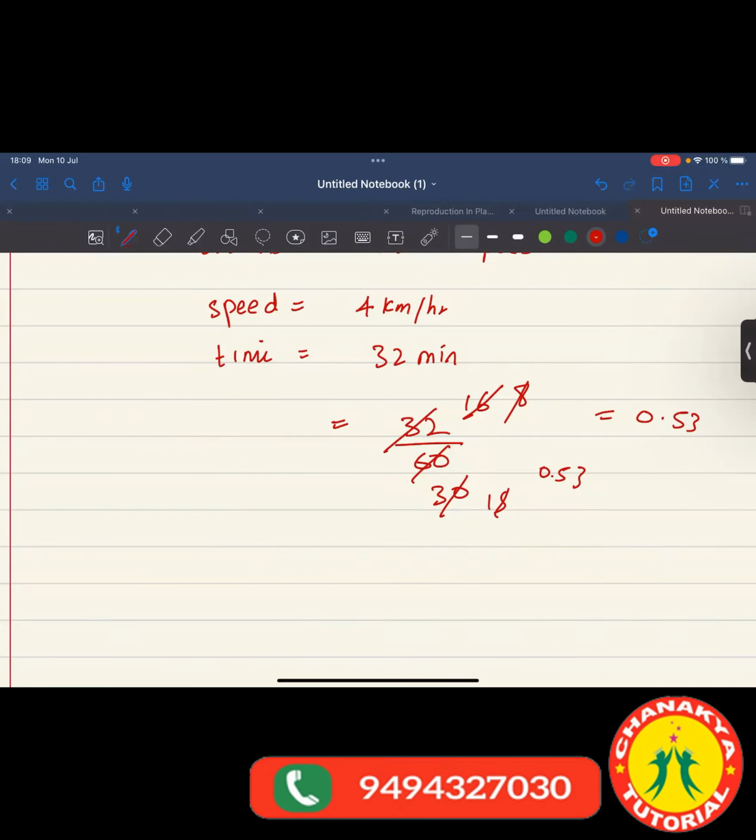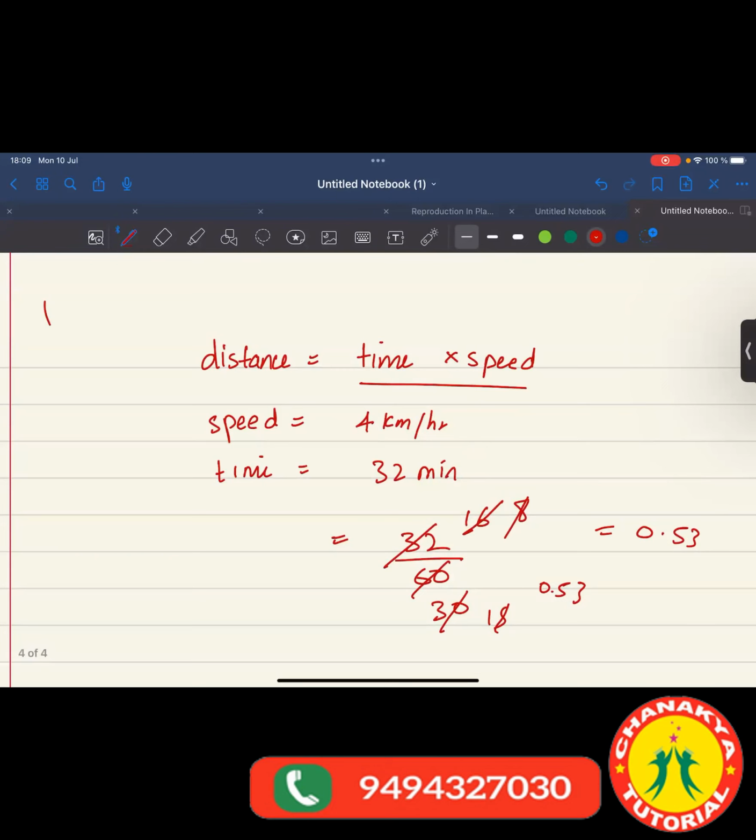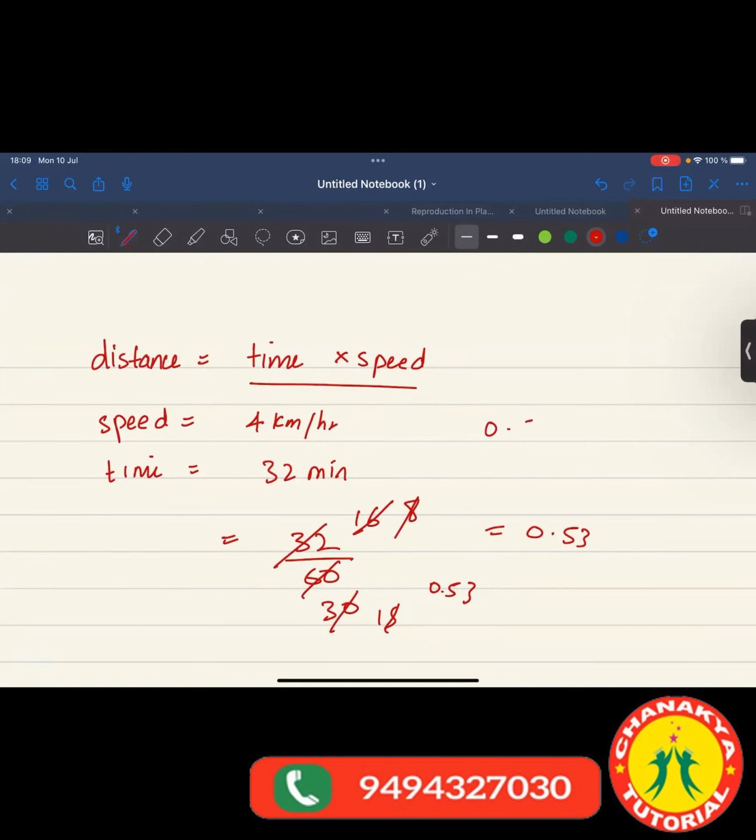16, 13, 8 by 15, 0.53. Give me 0.53. Okay. So here we know it is time into speed. So the time is 0.53 into speed, which is 4. 0.53 into 4 will be around 2.13. But I think I did something wrong. Just a minute. 2.12. No, I did something wrong.